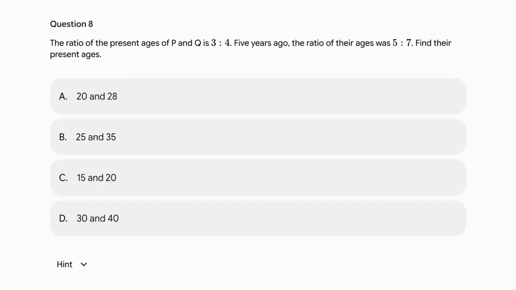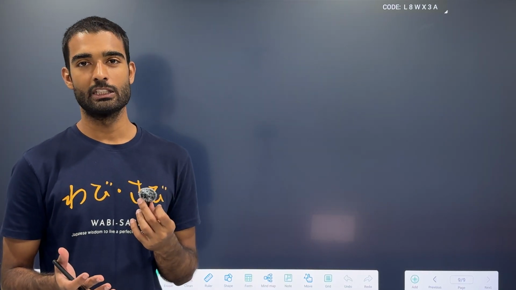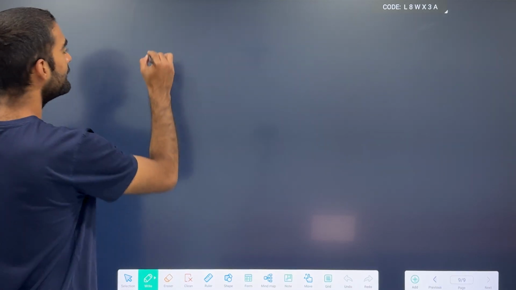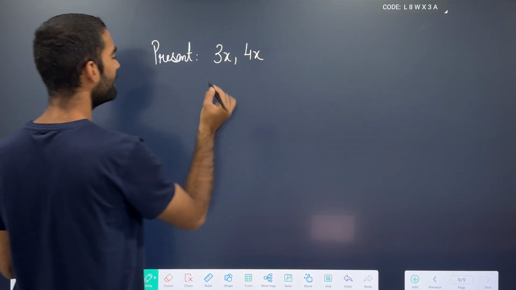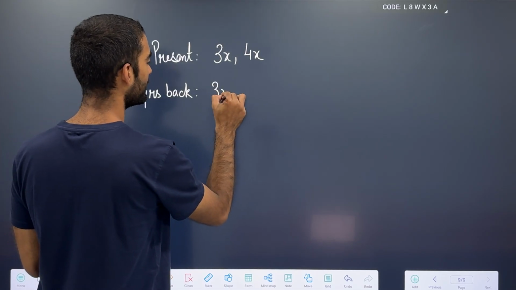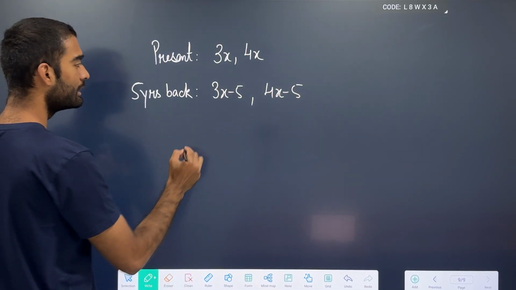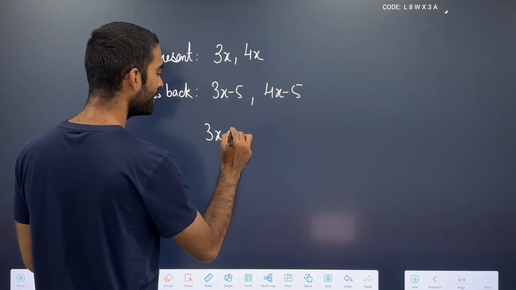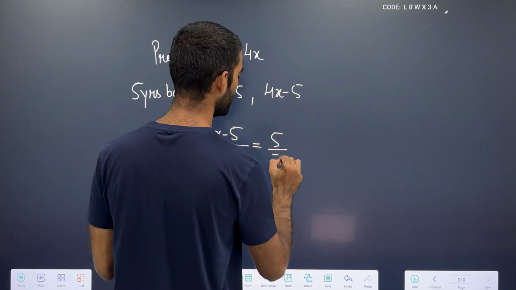The ratio of present ages of P and Q is 3:4. 5 years ago, the ratio of ages was 5:7. Find their present ages. So this is a really famous problem of linear equation in one variable. So let their present ages be 3x and 4x. 5 years ago, this is going to be 3x minus 5. And that is going to be 4x minus 5. And now if you take the ratio, 3x minus 5 divided by 4x minus 5 is going to be 5:7.